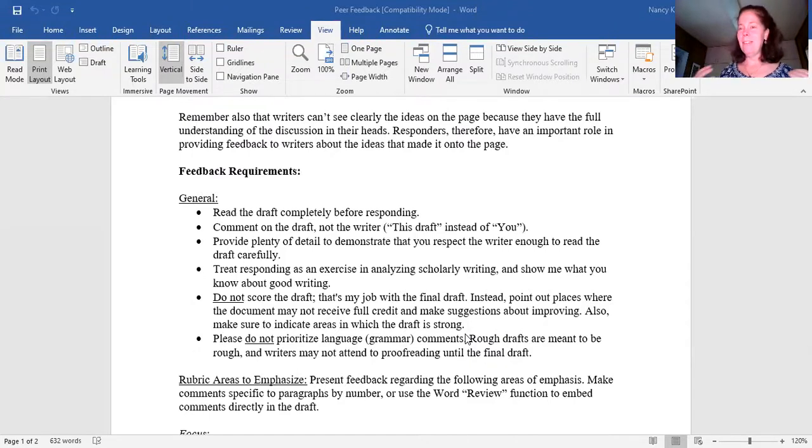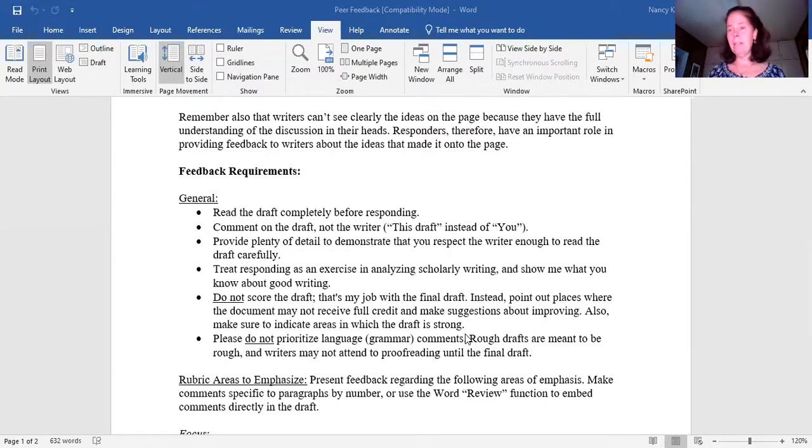When we comment on the draft, that's what we're commenting on, not the writer. So it's not about you. You didn't do this or you didn't do that. It's about the draft and what's there and what's not there. So that's a trick: try to avoid "you." I often find myself using passive voice because I don't want to "you" any of you as I'm giving you feedback.